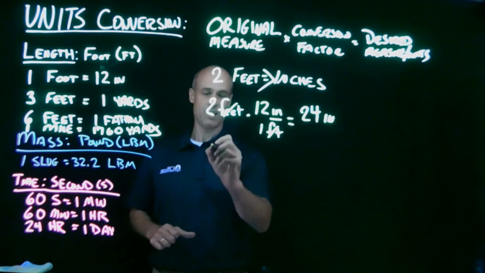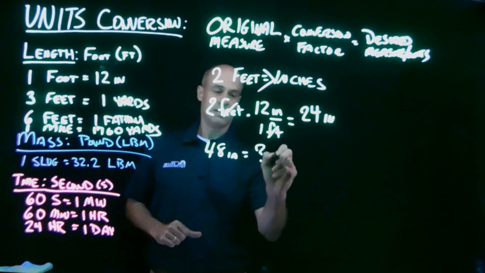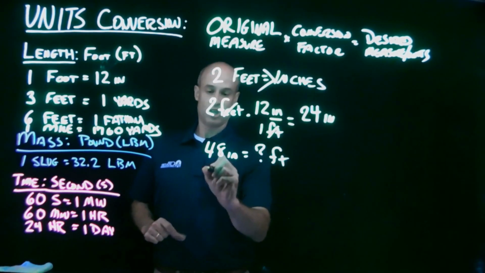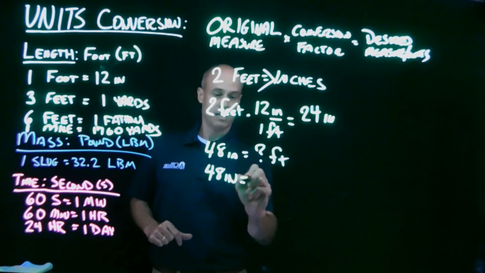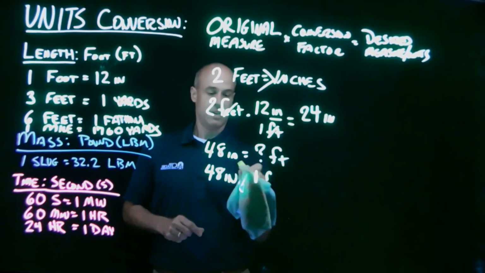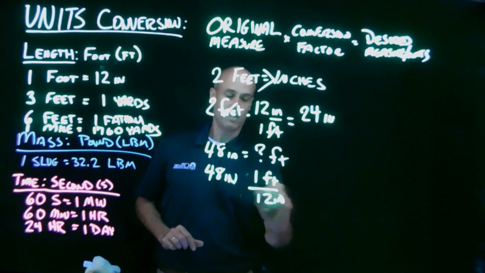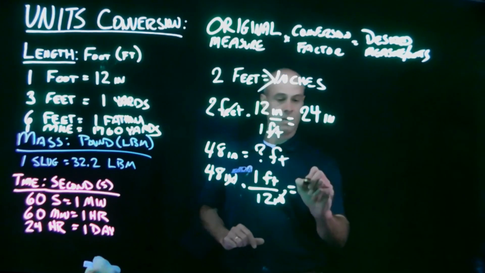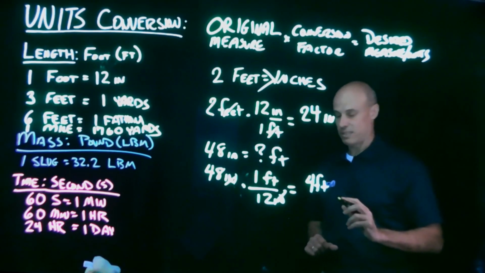So what if we want to go back in the opposite direction? So we have 48 inches, and we want that in feet. Well, we're going to use the same conversion factor. We're just going to flip it. So we're going to take our 48 inches, and we know that one foot is the same thing as 12 inches. And so here that's going to give us 4 feet, which is exactly what we expected.